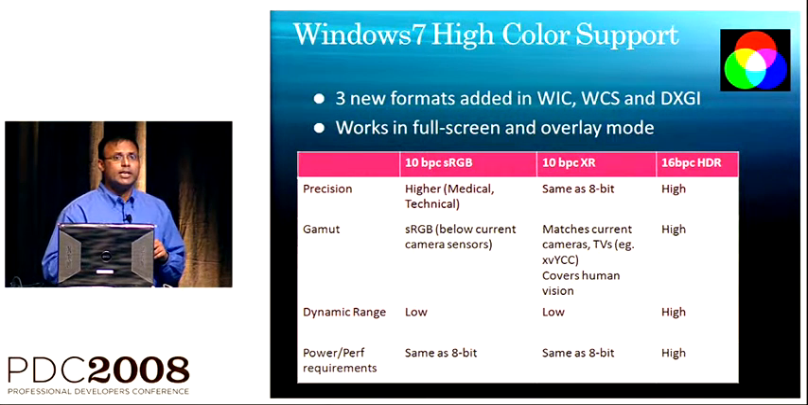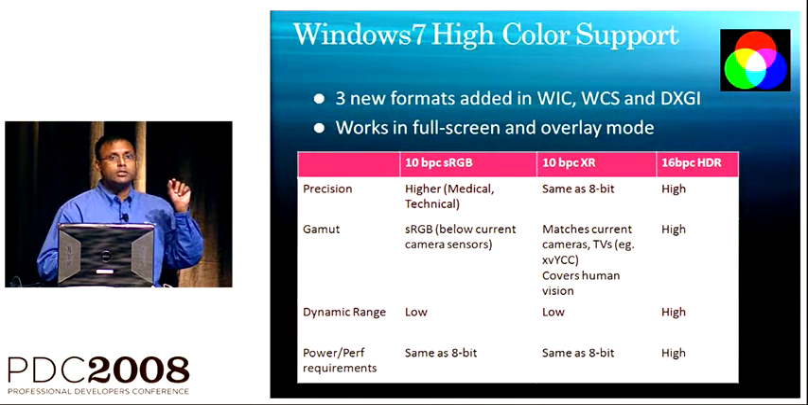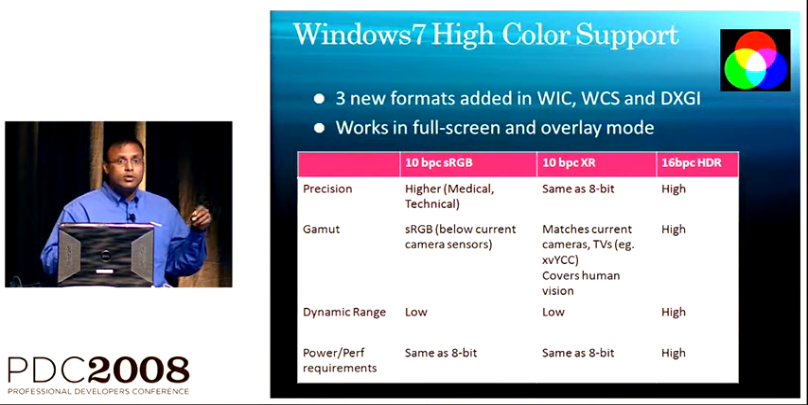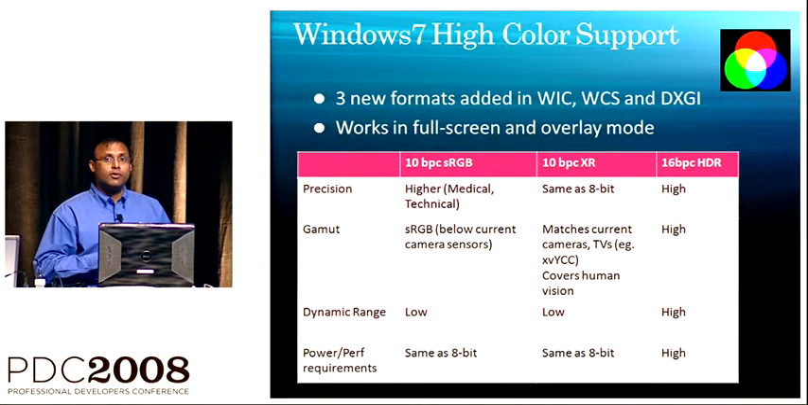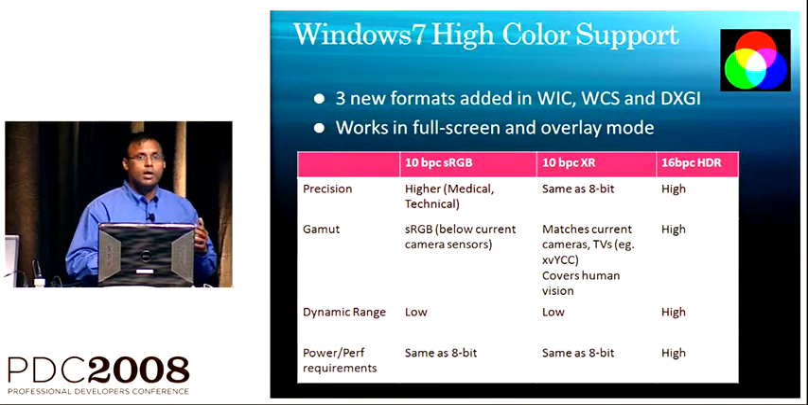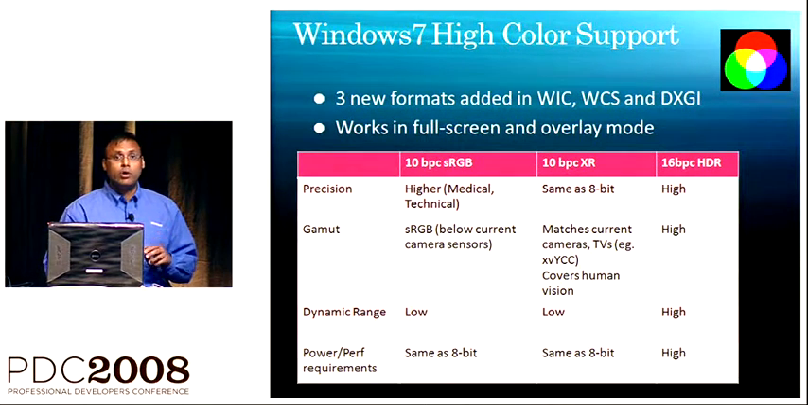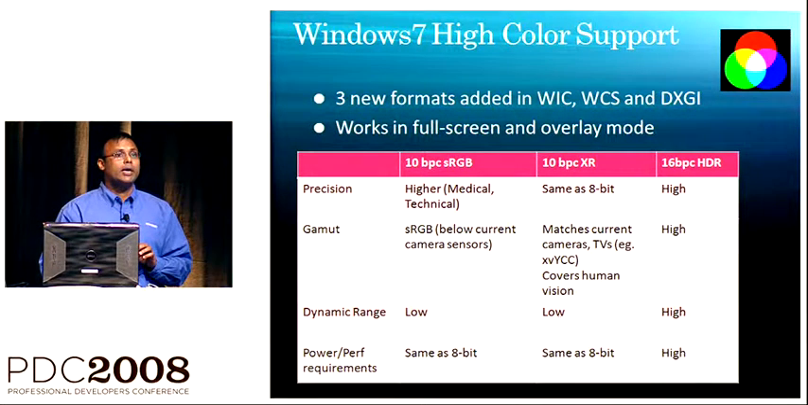Then we have 10 bit per channel extended range, or XR for short. Here we use the 2 extra bits to give you greater gamut. In fact, the gamut range that it covers is pretty close to what a human eye can see. And we also have the best of everything, which is the 16 bit per channel HDR format. However, since it is pushing twice the amount of bits, the perf and power requirements for this are much higher.